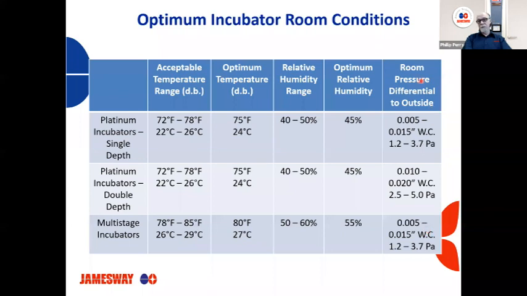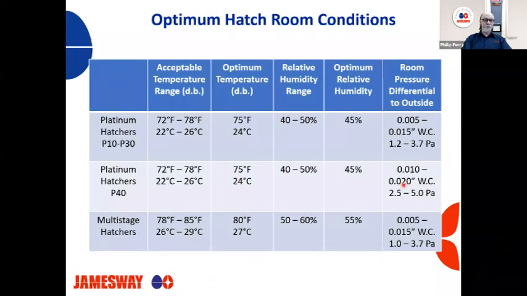Usually on room pressure differential, if the guideline says 0.05 to 0.15, I'll split the difference to start with. And then if I have some issues where they might require more air movement, then I'll tend to move it up and use more of a maximum setting. So this is our incubator. These are some of the hatch room conditions, very similar to our incubator.